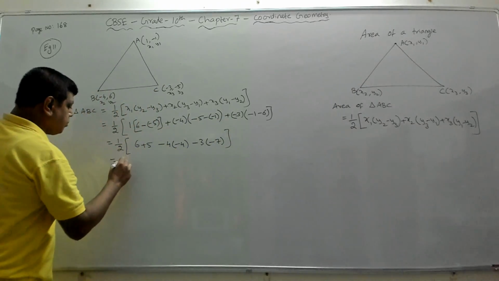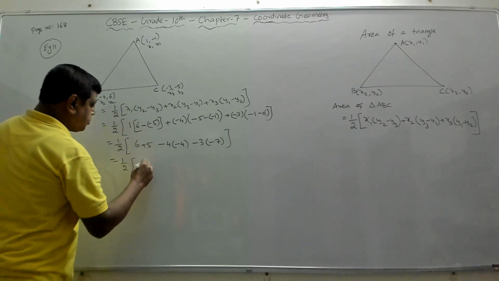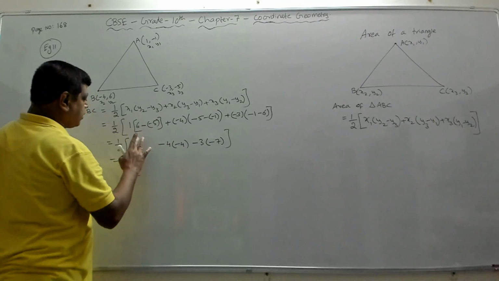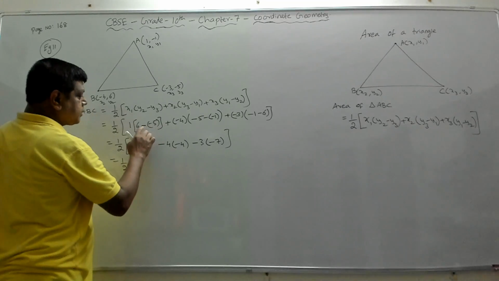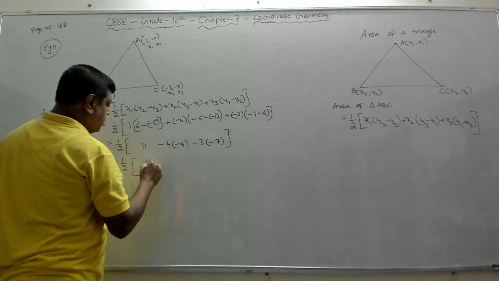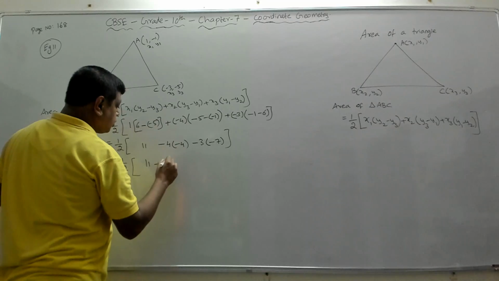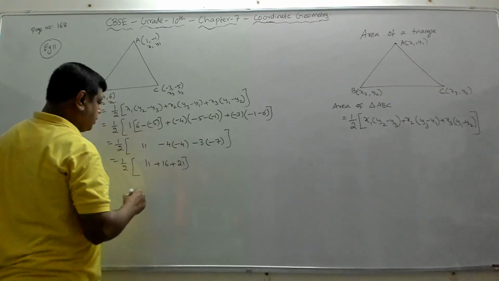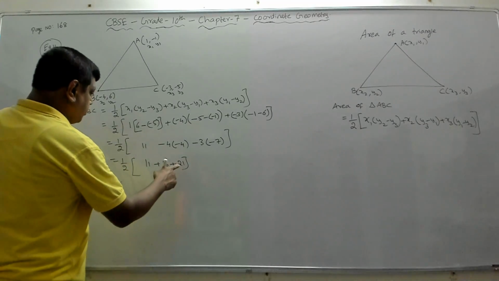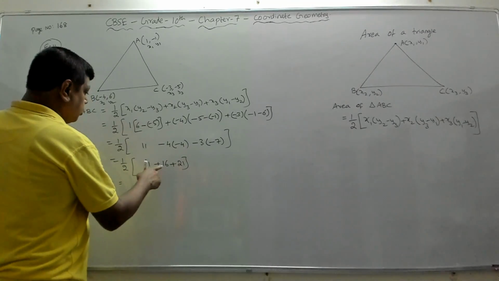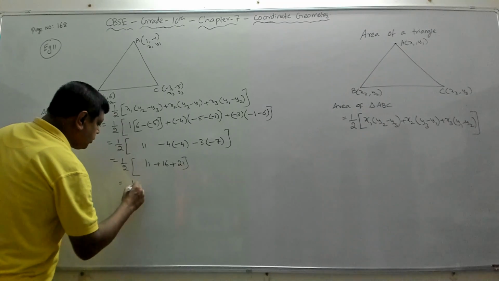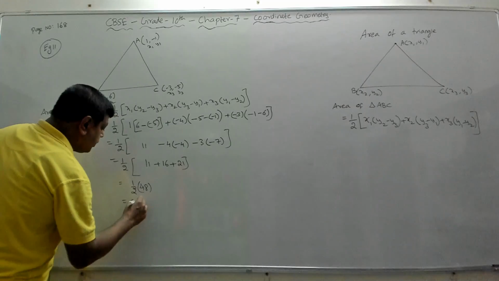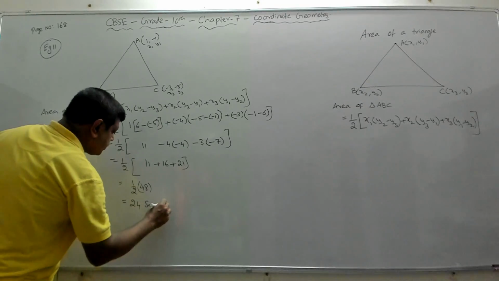So that is equal to 1 by 2 of 6 plus 5, which is 11. I could have written this 11 here itself: minus into minus is plus, 6 plus 5 is 11. So 11, then minus 4 into minus 4 is plus 16, and minus 3 into minus 7 is plus 21. If you add all of them, what do we get? 21, 32, 48. So 1 by 2 of 48 is equal to 24 square units.